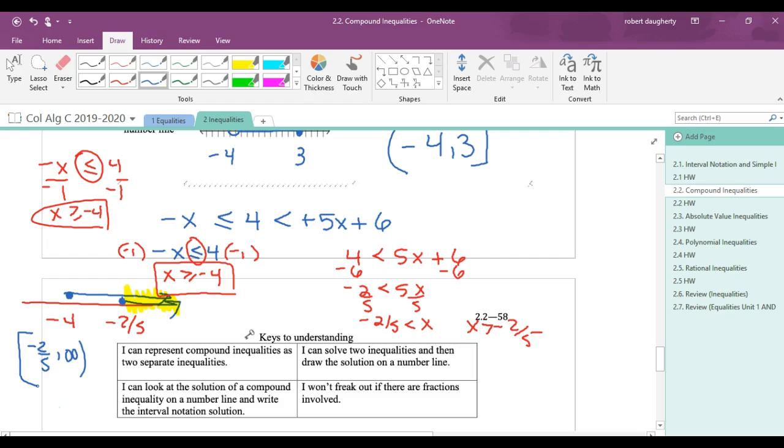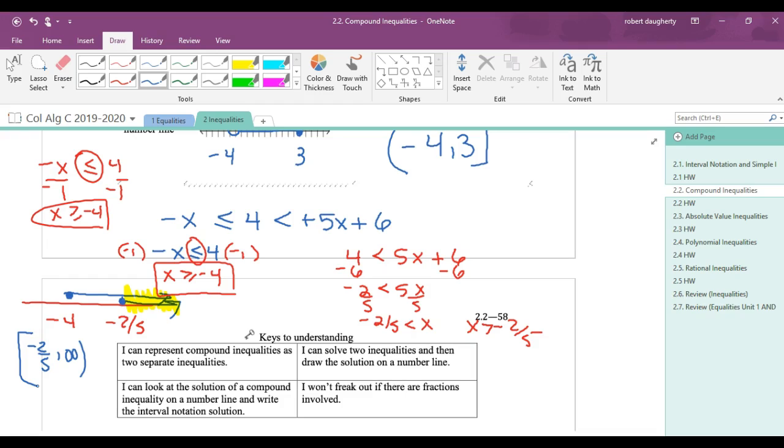So this one's a little bit complicated, okay? The only way to meet both of these conditions is right here, from -2/5 to infinity. Okay? So what I wanted to illustrate was what happens with the negative sign. So I got a little bit more of a complicated problem for your purposes.